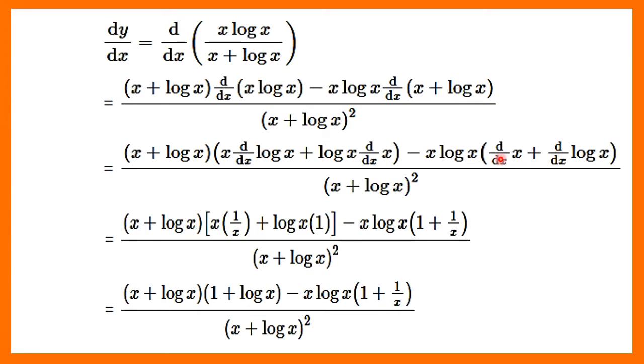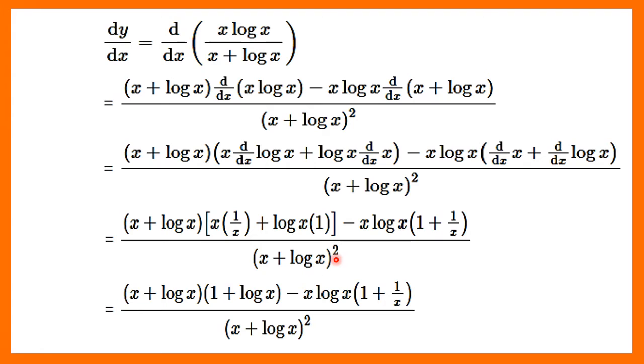So we differentiate each term separately. d by dx of x plus d by dx of log x divided by x plus log x the whole square. That is x plus log x into derivative of log x is 1 by x, plus log x into derivative of x with respect to x is 1, minus x log x into derivative of x is 1 plus derivative of log x is 1 upon x, divided by x plus log x the whole square as it is.